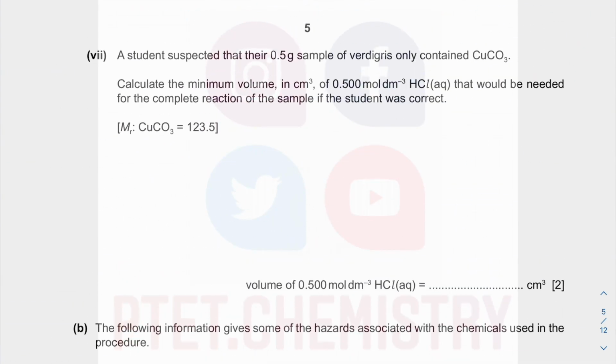So now in this question, a student suspected their 0.5 gram sample of verdigris only contains copper 2 carbonate. Okay, only. So suppose that if it only contains copper 2 carbonate, then if the student was correct, what is the minimum volume of HCl required? Well, they give you the MR of CuCO3.